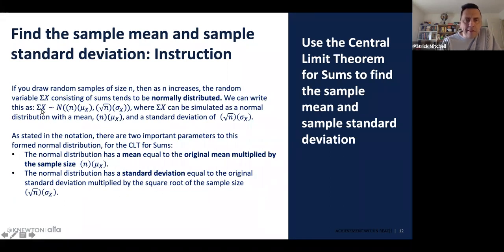Okay, so what this says is that this new random variable, the sum of the x's, follows a normal distribution with a mean of n times the original mu sub x and a standard deviation of square root of n times the original sigma sub x. So you multiply the original mean by n, you multiply the original standard deviation by the square root of n.